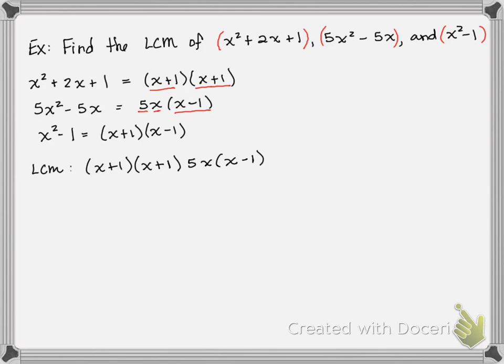Then when we get to the third polynomial, we say, okay, I need a factor of x plus 1, but we already have one here. And we need a factor of x minus 1, but again, we already have one. So we don't need any additional factors to account for that last polynomial. And so this is our LCM. We might write it a little nicer.